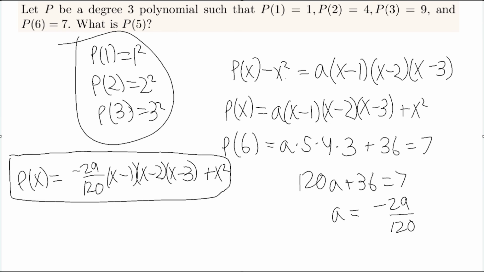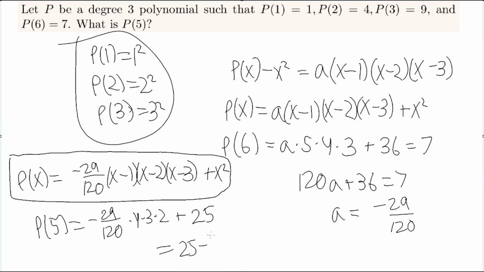Notice how we solved for p(x) here, by using the fact that p(x) minus x squared has 1, 2, and 3 as its roots, and then using the factor theorem to our advantage. Anyhow, we now have this, and we can just plug in 5. So p(5) is negative 29 over 120 times 4 times 3 times 2 plus 25, which is 25 minus 29 over 5. And this comes out to, I think, 96/5.